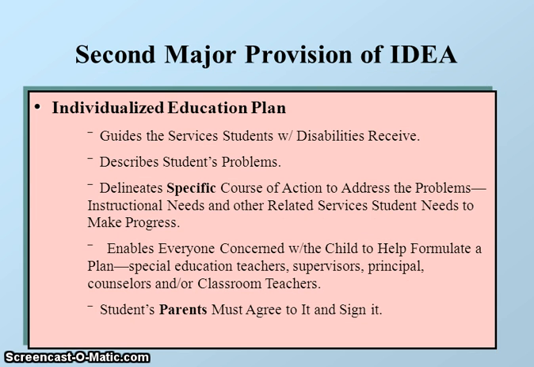Individualized Education Plan. This is an IEP. It guides the services students with disabilities receive. It describes student problems. It delineates a specific course of action to address the problems. It enables everyone concerned with a child to help formulate a plan. Students' parents must agree and sign the IEP. An IEP is a written plan for a specific student's education, and it must include specific education goals.